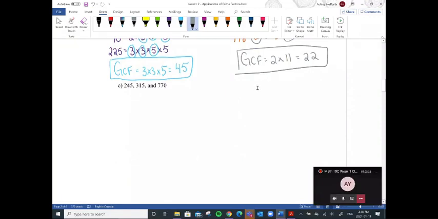Okay, three numbers now at a time. So we're going to have to do three different division tables or three different factor trees.